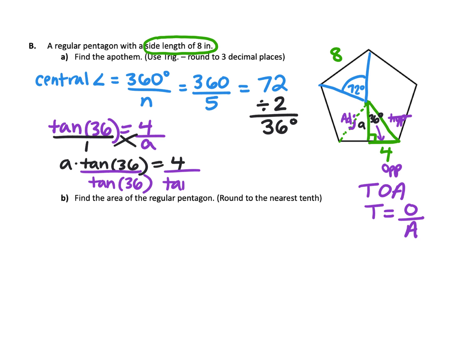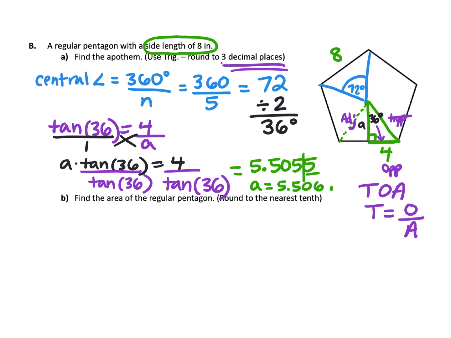And you can just type that in your calculator, and we're going to round to 3 decimal places, just so that we don't round too much too soon. So I'm going to keep 3 decimal places, and when I type this into my calculator, I am getting 5.5055. So that would round to, if I round up there, apothem equals 5.506. And it would be in inches.